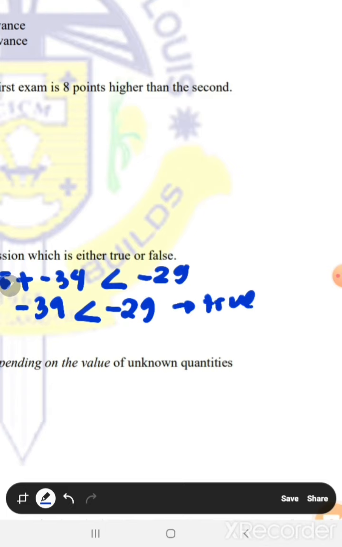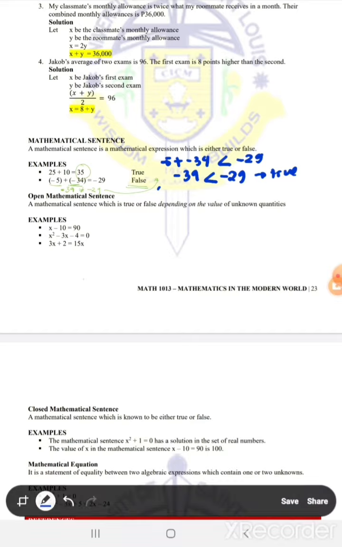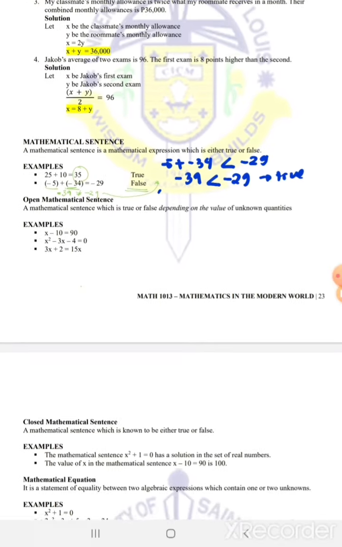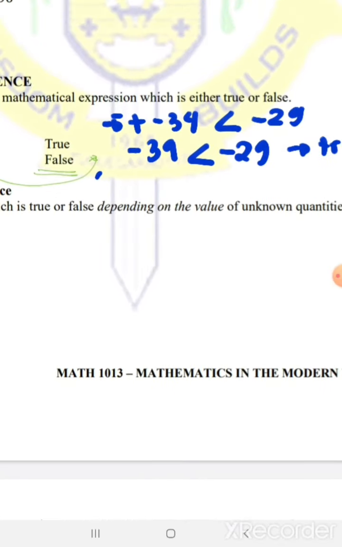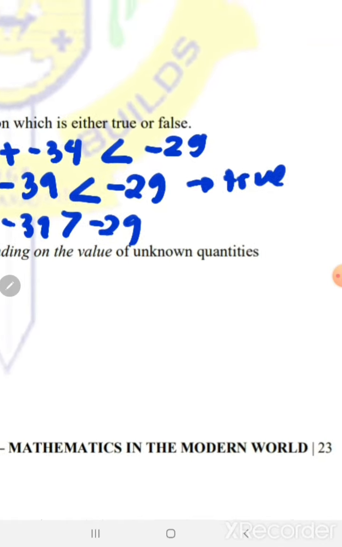Tama ba? Because your negative 29 is closer to zero on the Cartesian plane. It is closer than your negative 39. That is why your negative 29 is greater than your negative 39. Okay? Next is that negative 39 greater than negative 29 is also false.